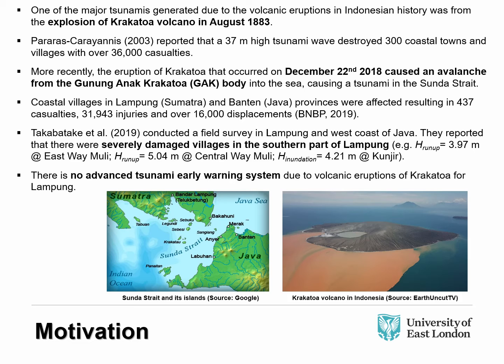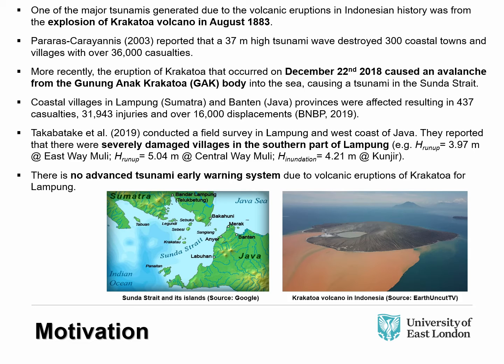Motivation and background of the study. One of the major tsunamis generated due to volcanic eruptions in Indonesian history was from the explosion of Krakatoa volcano in August 1883. It was reported that a 37-meter tsunami wave destroyed 300 coastal towns and villages with over 36,000 casualties. More recently, on the 22nd of December 2018, an avalanche from the Gunung Anak Krakatau body into the sea caused a tsunami in the Sunda Strait.